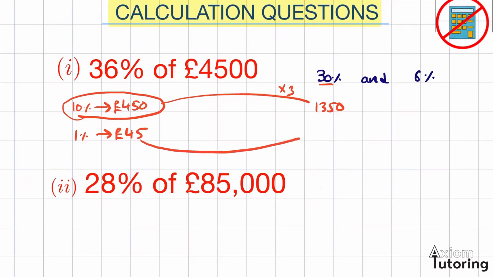Times by 6. If you times 1% by 6, you'll get 6%. So 45 times 6 is 270. And then to get 36%, you simply add these two together. 1,350 plus 270 is 1,620. So 1,620 pounds. That's 36% of 4,500.